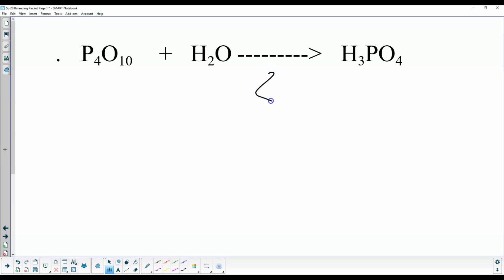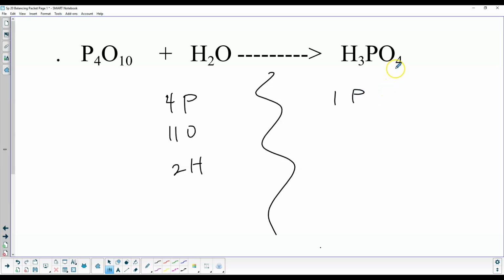Okay, last one on this first page. Let's see, atom inventory. Notice there is a phosphate over here, but no phosphate on the reactant side, so I need to separate these as elements. Looks like I have 4 phosphorus. Oxygen, I have 10, plus this guy is 11. Hydrogen, I have 2. On this side, phosphorus, I have only 1. Oxygen, we have 4. Hydrogen, we have 3.